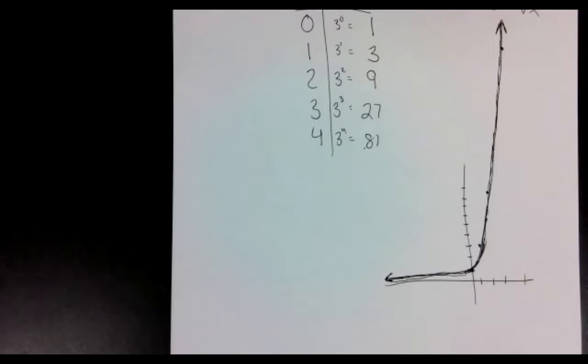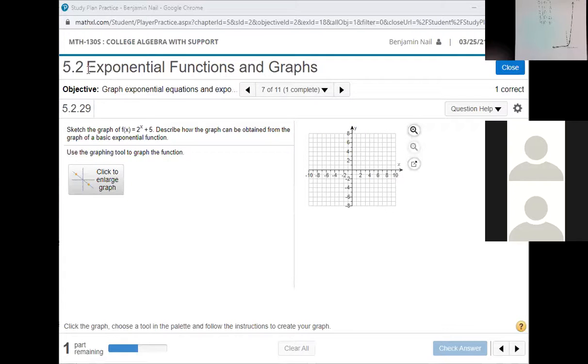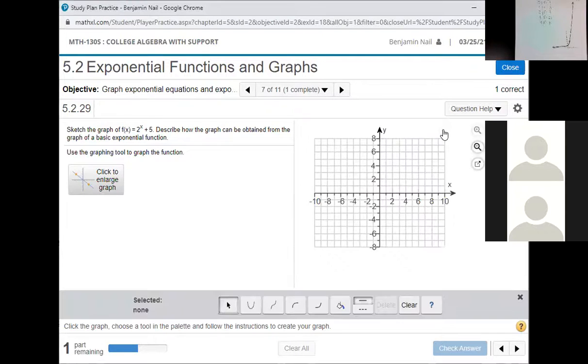All right, so into Zoom, hopefully I can share my screen where you guys can find me. All right, hopefully you guys see this. It says 5.2 exponential functions and graphs. If you can't see that, please let me know. This is in MyMathLab. I'm in the study plan, but again, I just kind of want to walk through how to graph those functions. So here's the function it wants me to graph. f of x equals 2 to the x power plus 5.